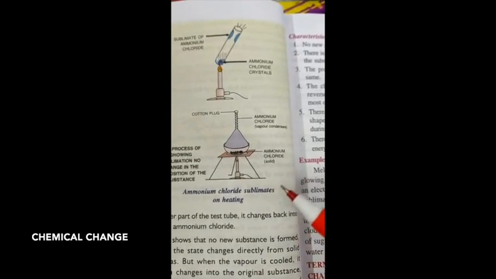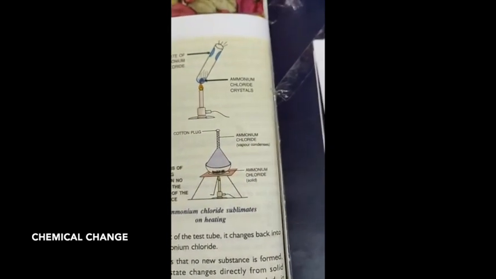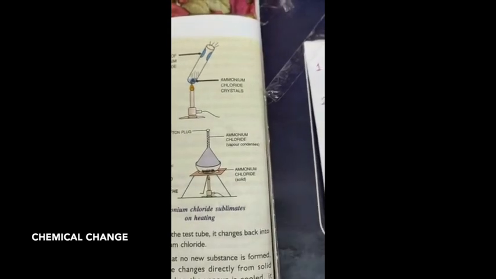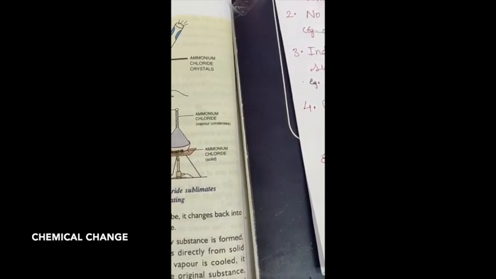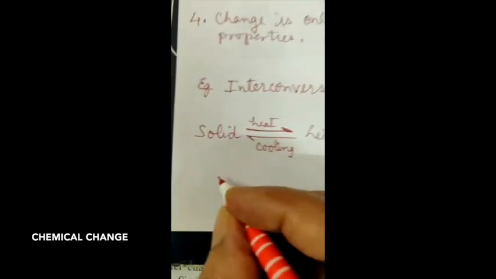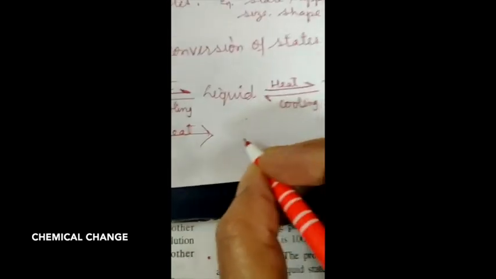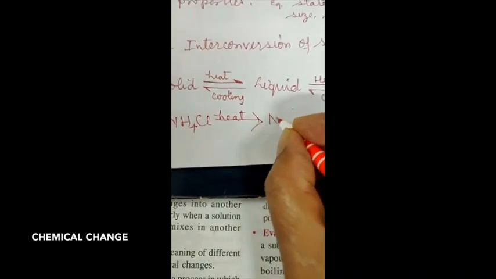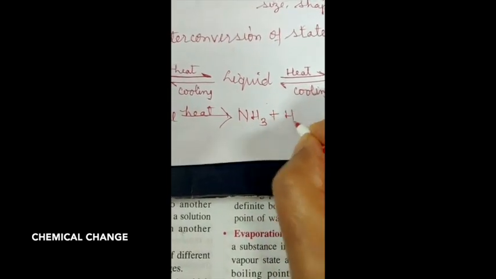It happens in this way: while heating ammonium chloride, in which it gets converted to gaseous ammonium chloride, a part of the ammonium chloride on heating gets decomposed. What happens? Look here. Ammonium chloride on heating, besides getting converted to gaseous ammonium chloride, a part of it gets decomposed into ammonia and hydrogen chloride gas.